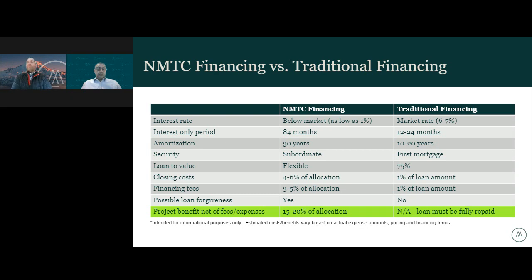But basically, an investor puts equity into the structure, and at the end of the compliance period, they step out of the structure, and any equity that's remaining there stays with the business, and so it actually can be forgiven at the end of that 7-year compliance period. And that is a very, very powerful tool.